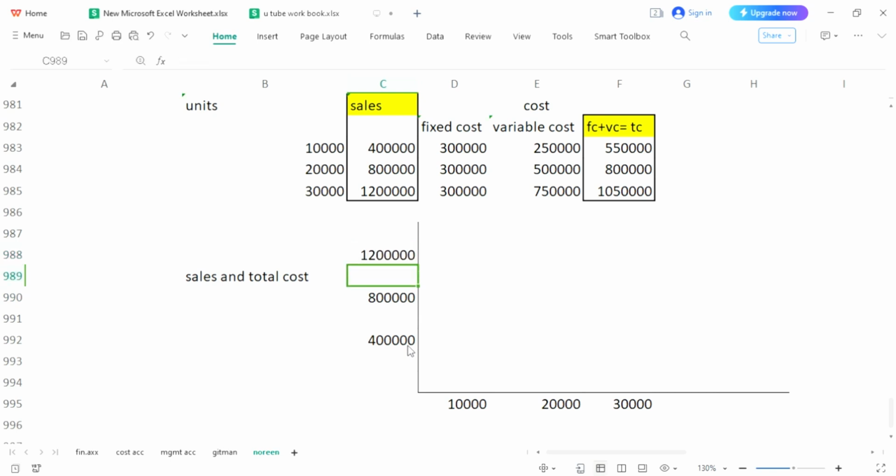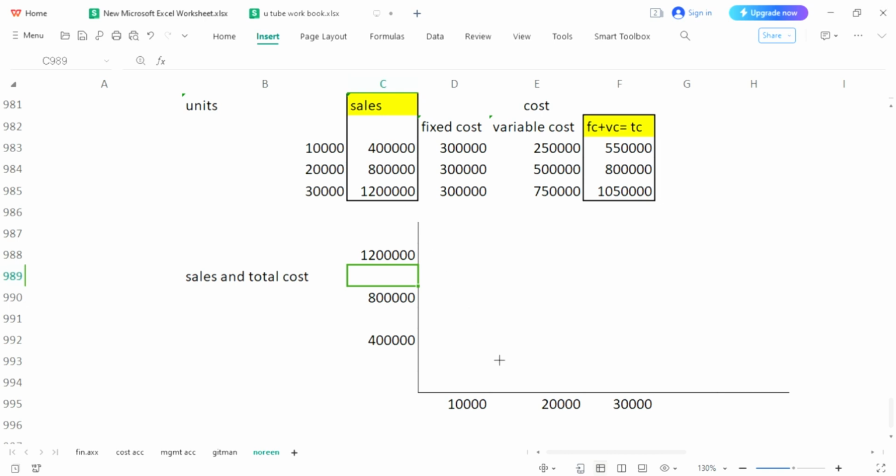So in this way your minimum and maximum will be fixed. Now when you put your answer over here, you will get your graph, and that graph would be like this. Here you can see that the first point is at the level of 10,000 units, your sale price is 4 lakh. So this would be your first point.